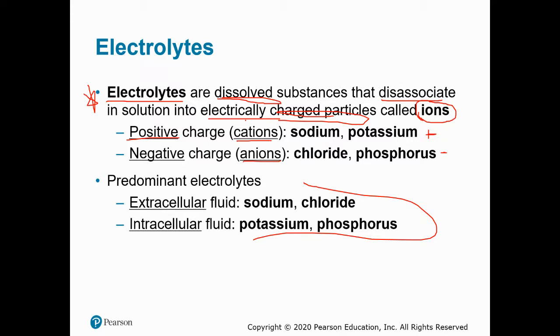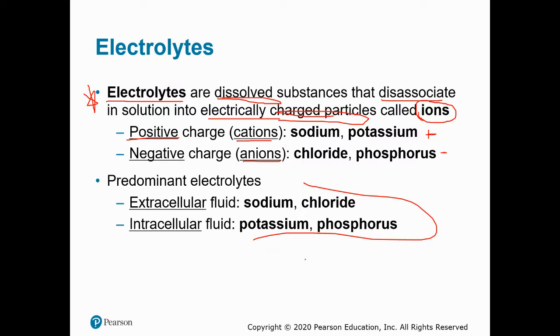So for our purposes, what I want you to know is that sodium and potassium are the 2 major cations that we'll learn about, and chloride and phosphorus are the 2 major anions that we'll learn about. Collectively, these 4 electrolytes help to regulate body fluid throughout the day, throughout our lives. So we're going to talk about how these electrolytes help to regulate body fluid.